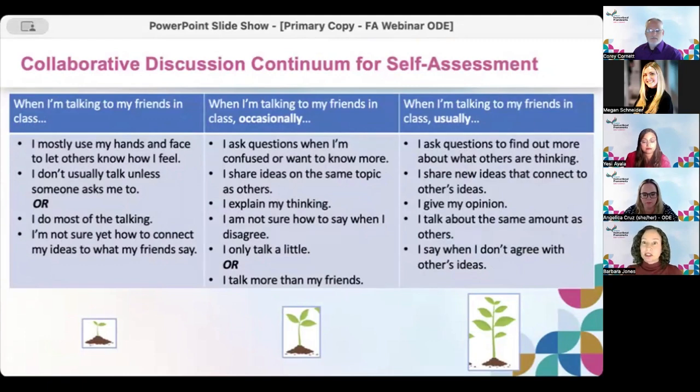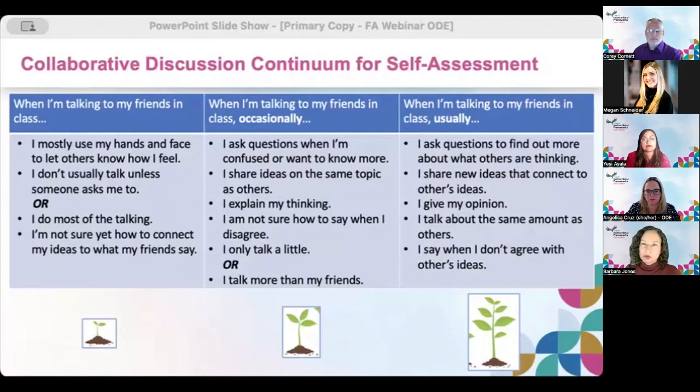They might be able to share ideas that are on the same topic instead of just disparate. They're still struggling with being able to express themselves when they disagree or have balanced conversation. And then at the more advanced level, they're able to really connect their ideas with other people. So build shared knowledge. They're able to understand how to have a balanced conversation so they can lean in or lean out to support their peers and add to their understanding.